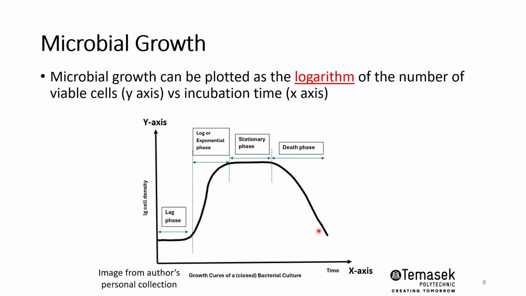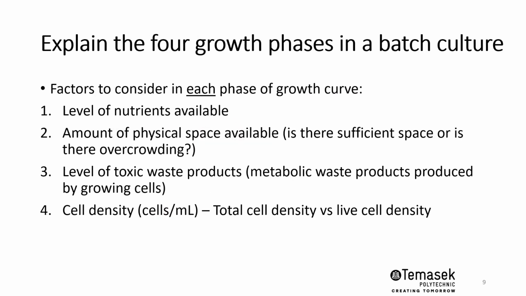So let's look into more detail into each of these phases. Let's look into some of the factors first to consider in each phase of the growth curve. We want to look at the level of nutrients available. In different phases, the level of nutrients will differ. In the beginning, in the closed batch culture system, the level of nutrients will be very high, and then over time it becomes lower in terms of concentration.